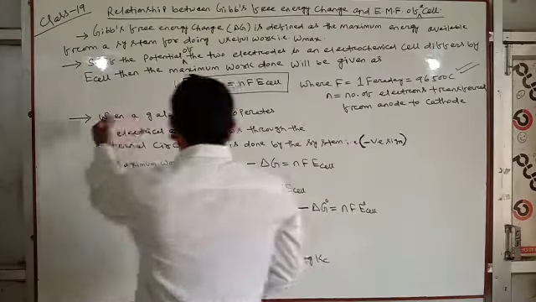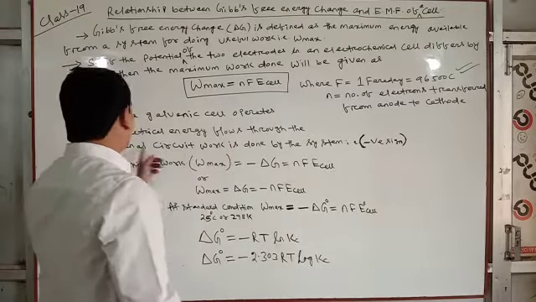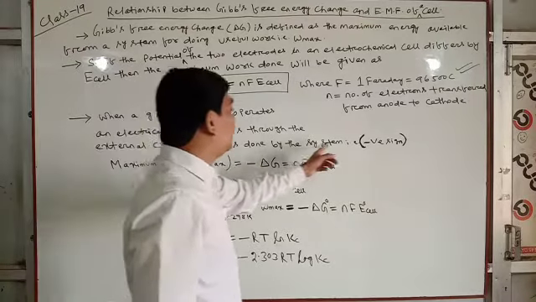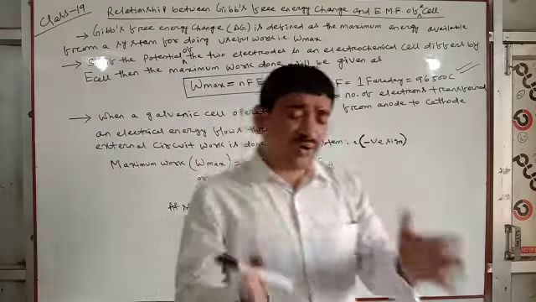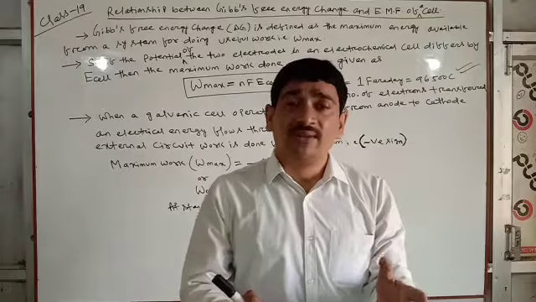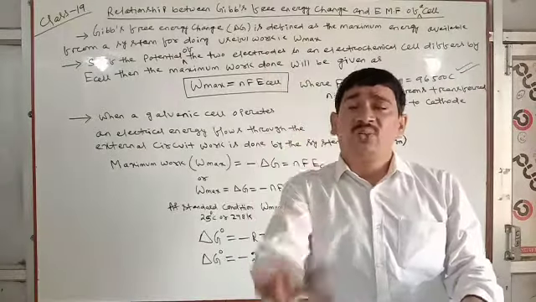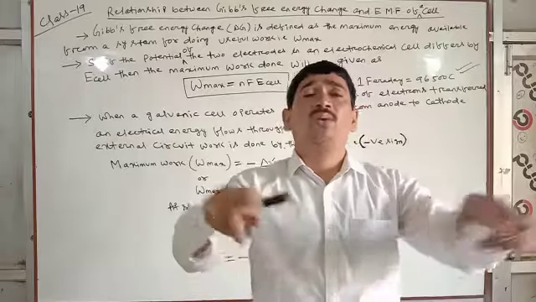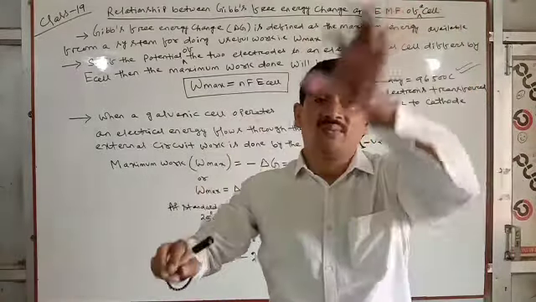Next, when a galvanic cell operates, electrical energy flows through the external circuit. Work is done by the system. As I have already discussed the operation of the galvanic cell: the left side is the zinc electrode, the zinc half cell; the right side is the copper electrode, the copper half cell. Then the two electrodes are connected to the two ends of the galvanometer by insulated copper wire.